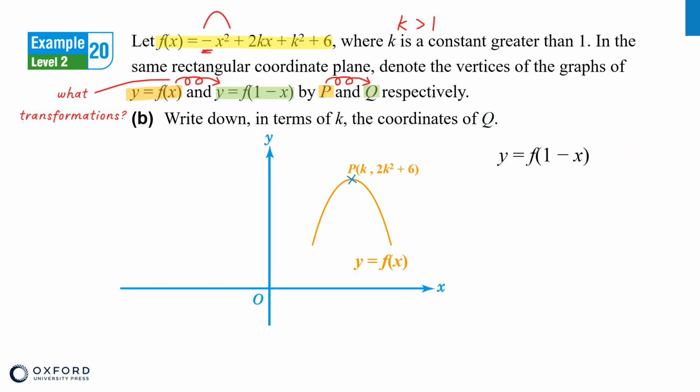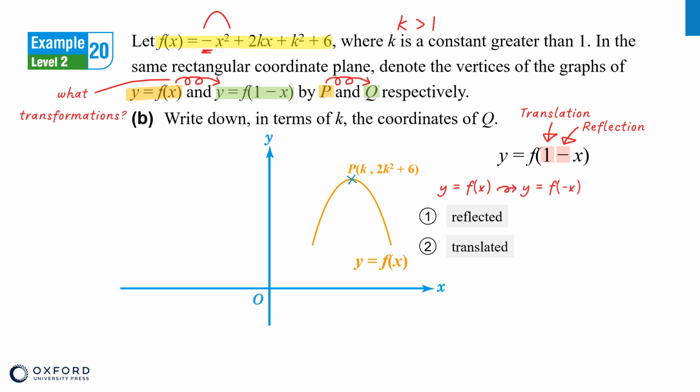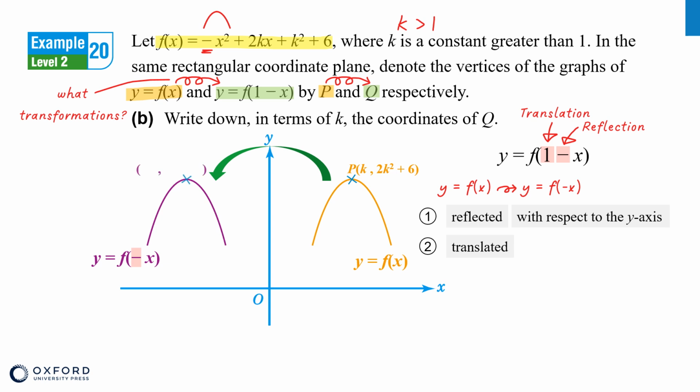Now f of 1 minus x, we can see that it undergoes two transformations. Negative sign suggests a reflection, and the plus 1 is a translation. There are two possible ways for this set of transformations to happen: reflection first and then translation, or the other way around. Let's say the reflection happens first. f of x becomes f of negative x. The x coordinate becomes the negative of the original, and the y coordinate remains unchanged. The graph is reflected with respect to the y-axis, so the vertex of the graph of y equal f of negative x is negative k, 2k squared plus 6.